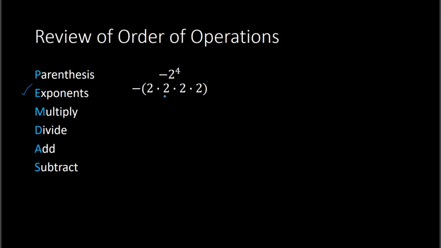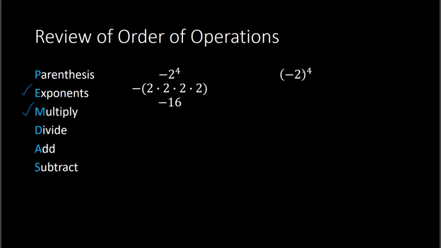So we do 2 to the 4th power first, and then we do multiplication, which would be what we have here. It's a negative times the 2 to the 4th power. So 2 to the 4th power would be 16, and then a negative comes after that, so this would be a -16.